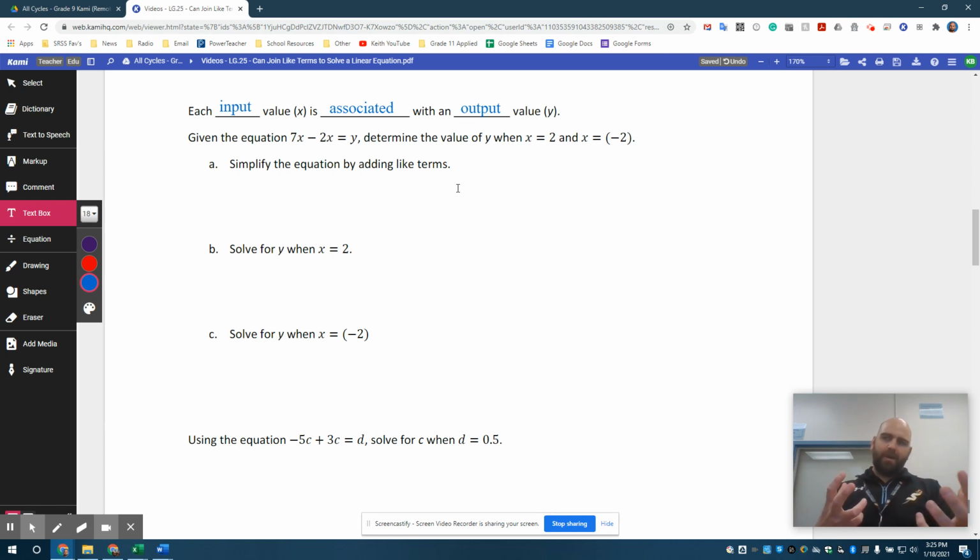Every single time we get that one input, we're going to get the same output. Okay? If we change the input, we'll get a different output. But again, every time we use the same input, we're going to get the same output. Okay? So it should happen over and over again.